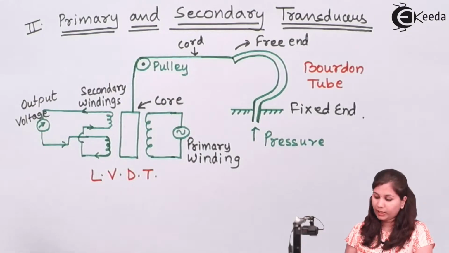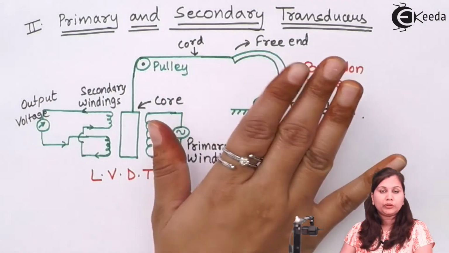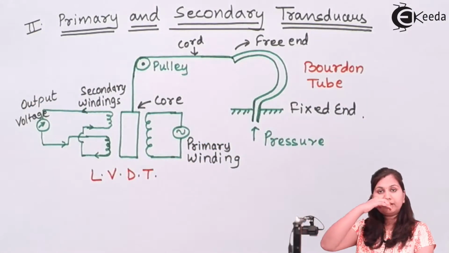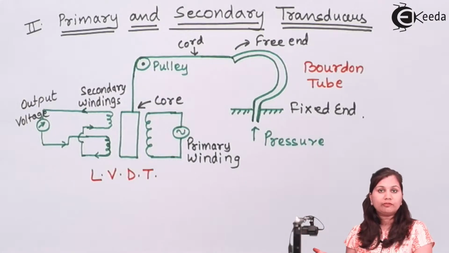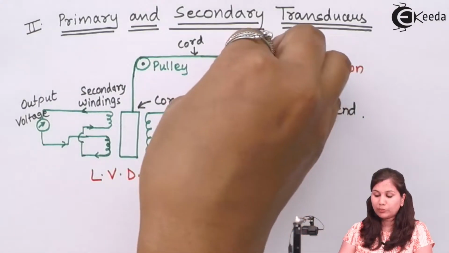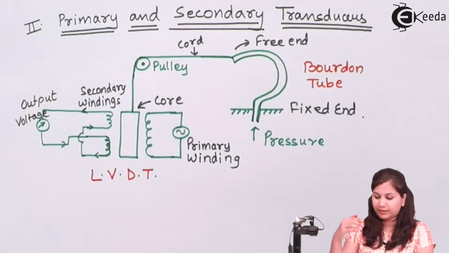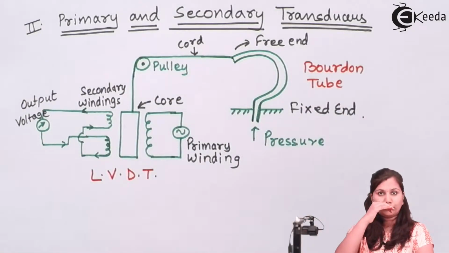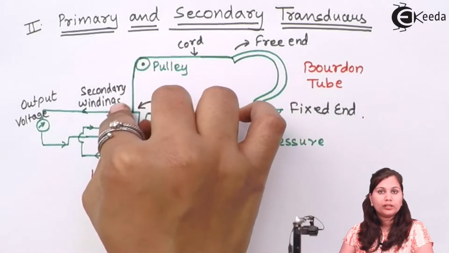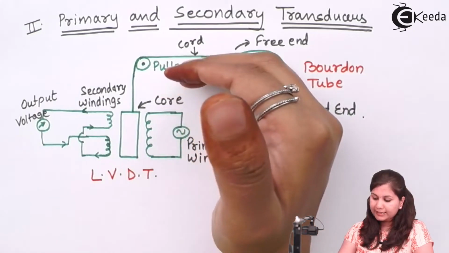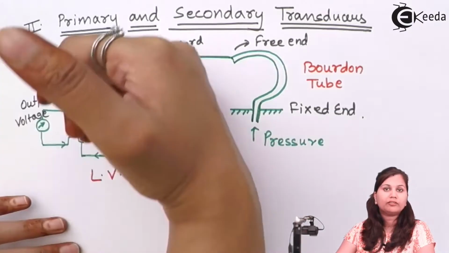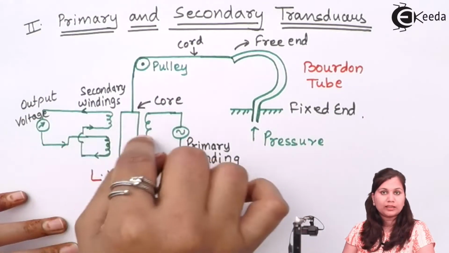Now this Bourdon tube works on the principle that when the pressure is given to it, the Bourdon tube displaces. So pressure is converted into the displacement. So due to the pressure which is coming into this Bourdon tube, the shape of this Bourdon tube changes. Its free end is going to move. So due to the movement of this free end, the movement of the core will occur. As this free end moves, this core is also going to be either inserted inwards or it will come out of the space between the windings.